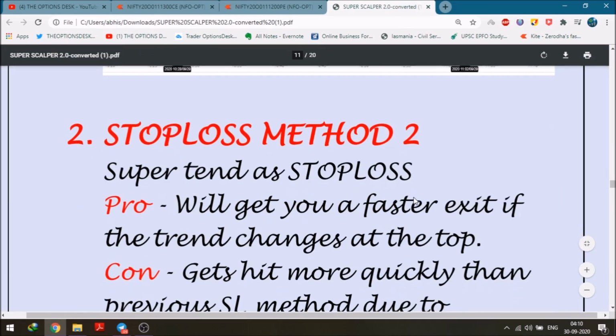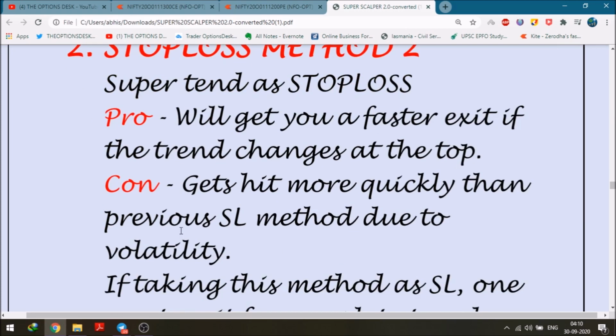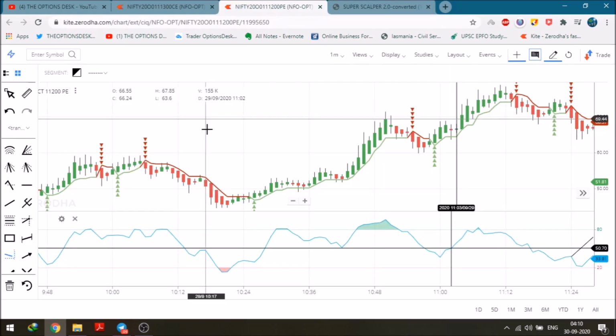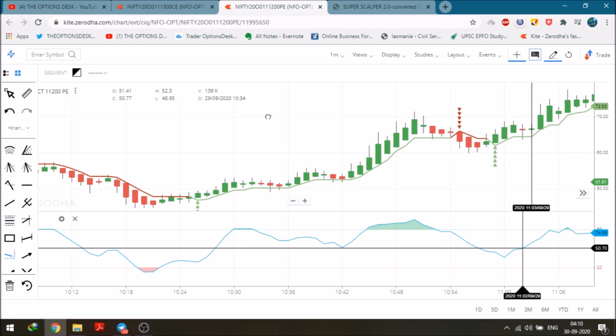Stop loss method 2, Super Trend as the stop loss. The pro is it will get you a faster exit if the trend changes at the top. It gets hit more quickly than the previous SL method due to volatility. Super Trend at the top, this is a less accurate stop loss method. Why? You entered at this particular point, now you are keeping the Super Trend as your moving stop loss, but you have to wait for a close, like at this particular point, to exit the trade. You don't have to exit it here. If you exit it here, you might miss a big move. That is the only con with this method 2.